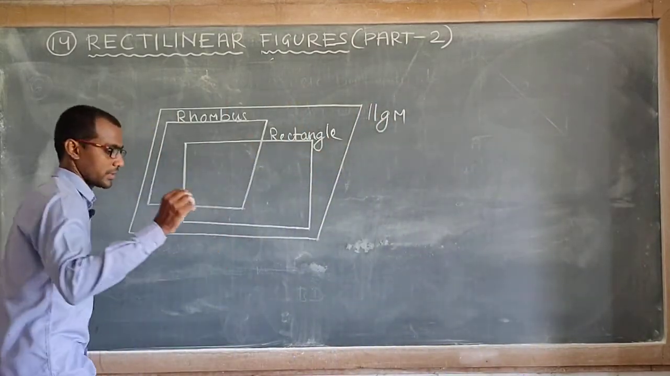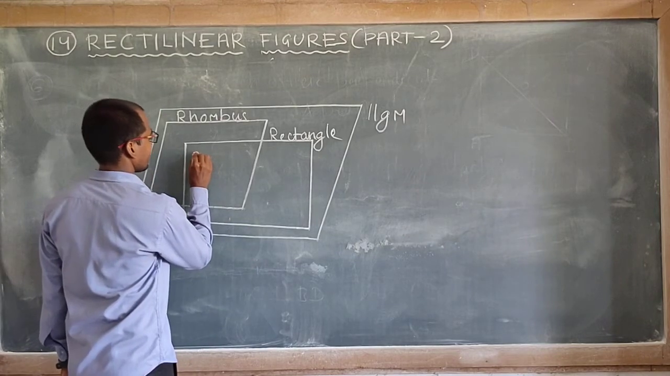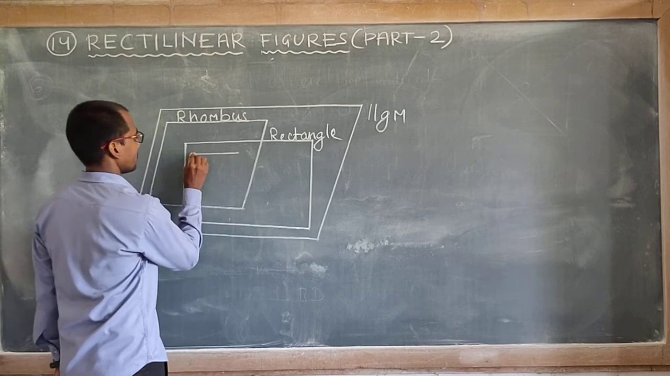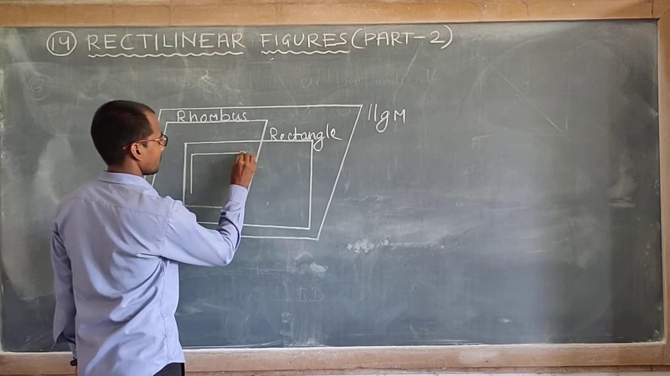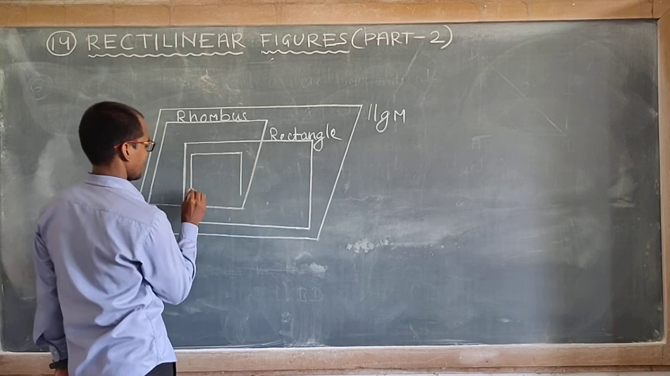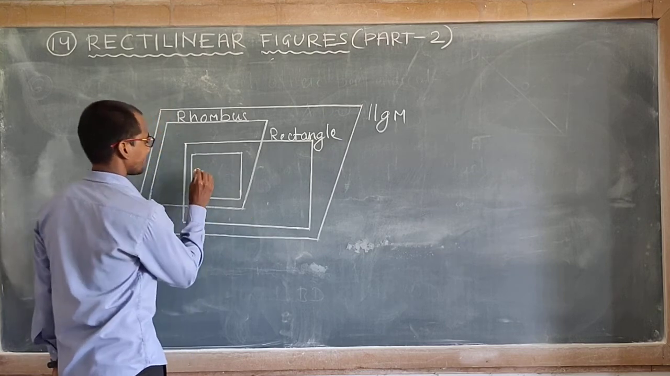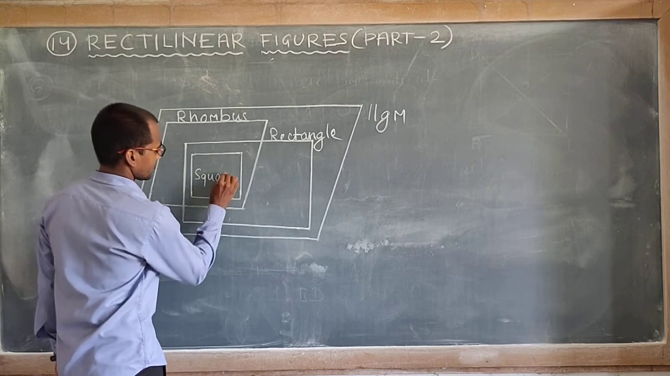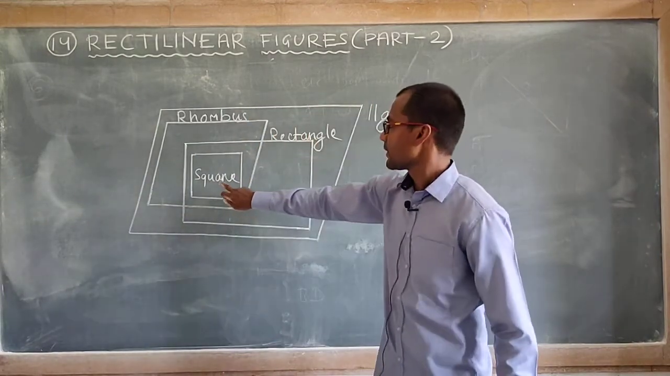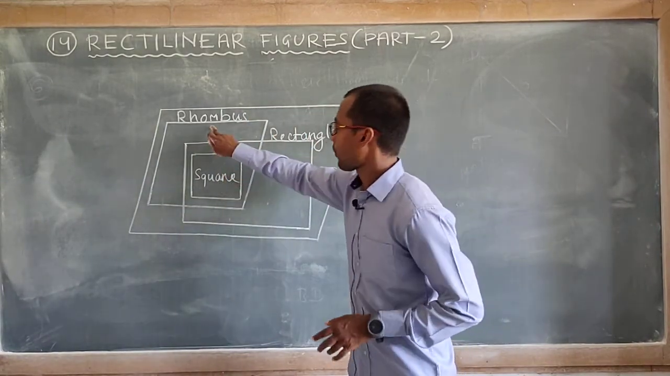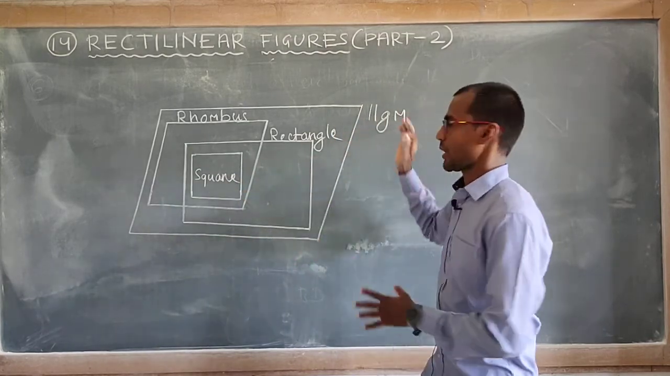Next, the square, the most beautiful one, will be inside all this. The square will be here. Okay, this means a square has all the properties of the rhombus, a square has all the properties of a rectangle, a square has all the properties of a parallelogram.